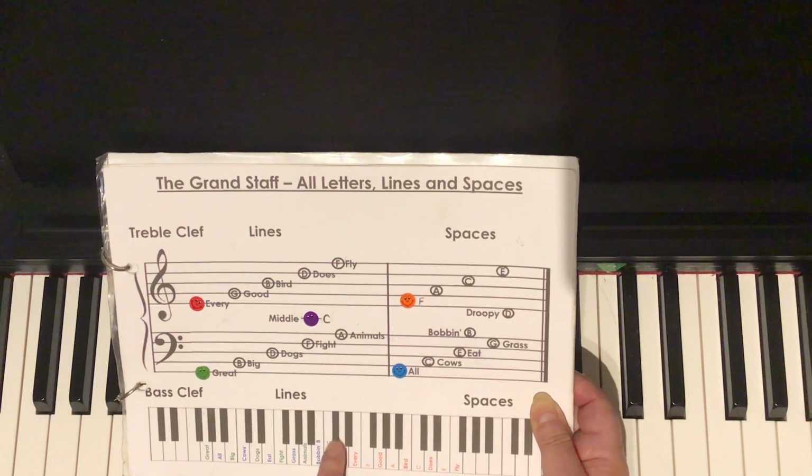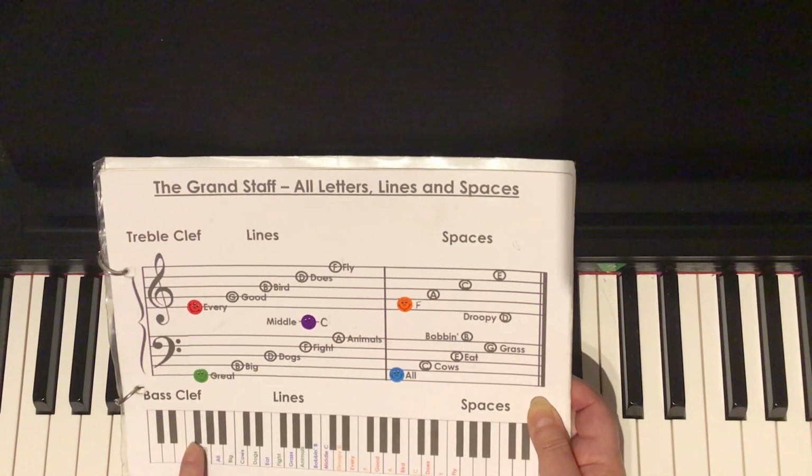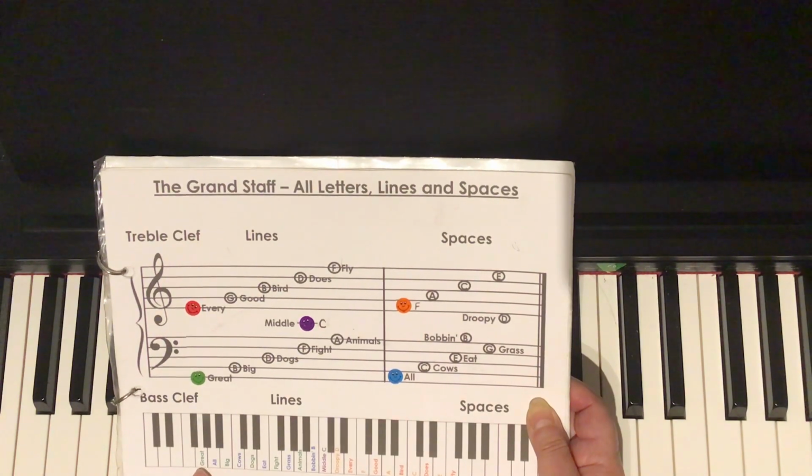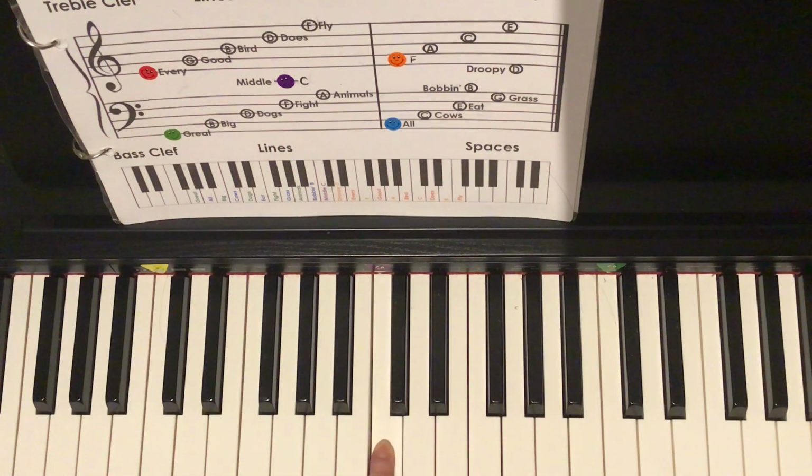Great. Middle C, 2 black keys, skip, 3 black keys, skip, 2 black keys, back down to the 3 black keys. Let's find that G. Here's middle C. It's not this G because that's too close to middle C. Great, down here. And because they're the lines, we're going to skip every other white key. Great, big, dogs, fight, animals. That's the A, just a third below middle C.